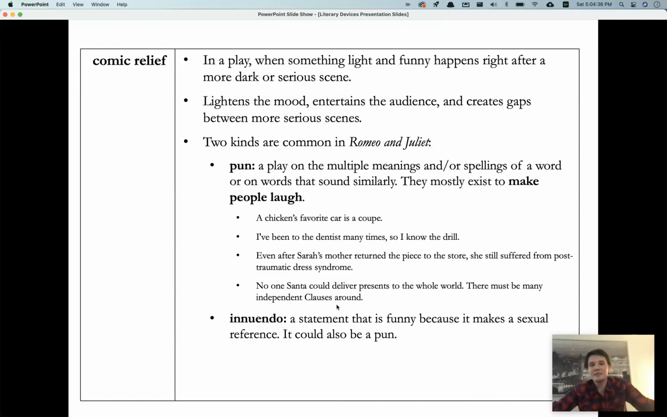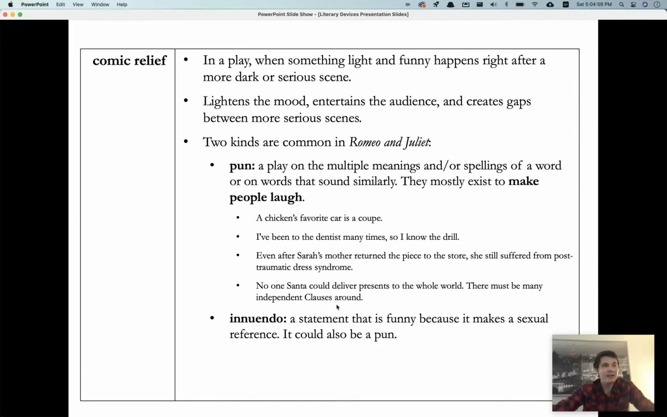The second kind of comic relief you need to know is an innuendo. It is a statement that's funny because it makes a sexual reference. These can also be puns. They're often puns. They're everywhere in Shakespeare. Remember that if you've watched the other videos before this one, you've probably already seen.